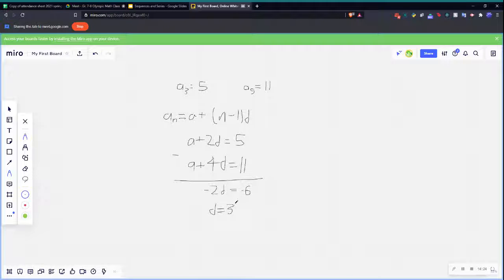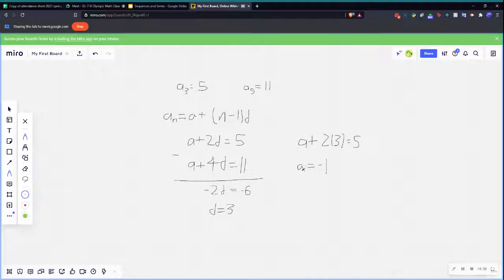All right. Now we can substitute this into either of the 2 equations. Just do the first one, it'll be easier. So we have a plus 2 times 3 is equal to 5. Now if you solve for this, you should get a equal to negative 1. You should get the same thing if you substitute here. So a plus 4 times 3, a plus 12 is equal to 11, a is equal to negative 1.